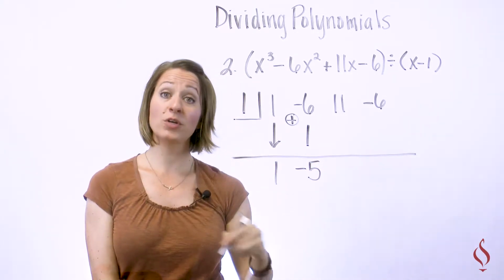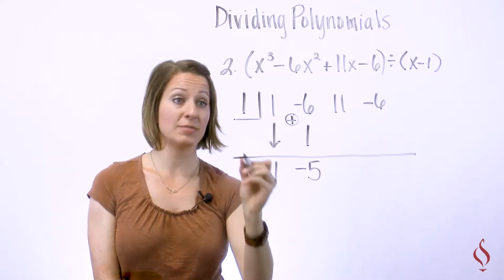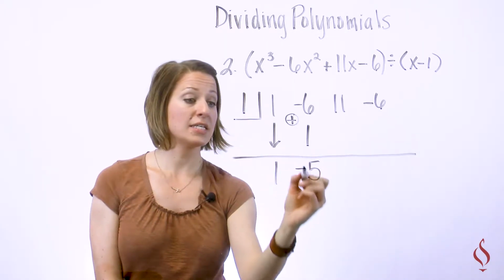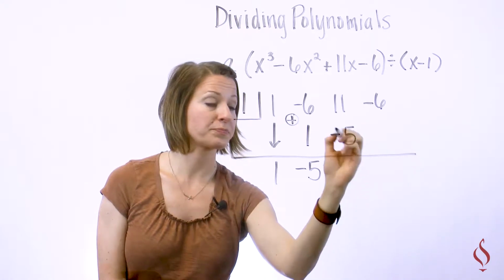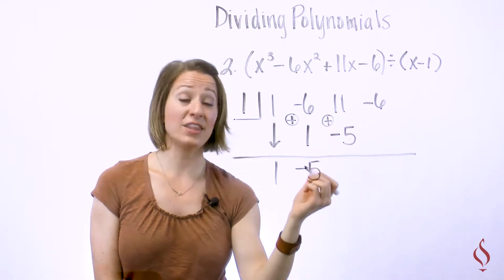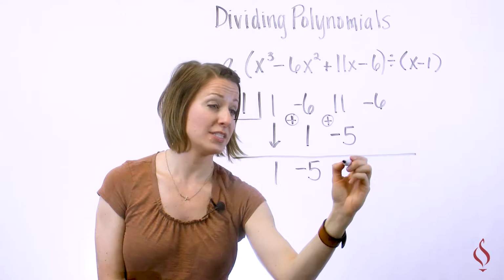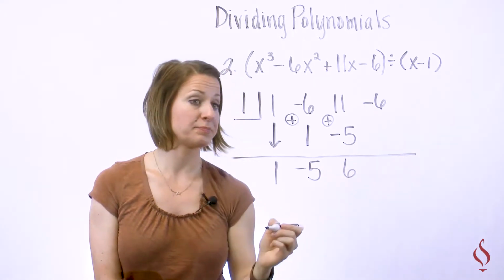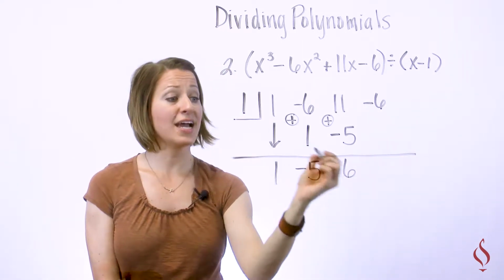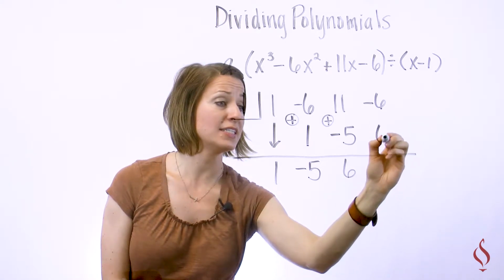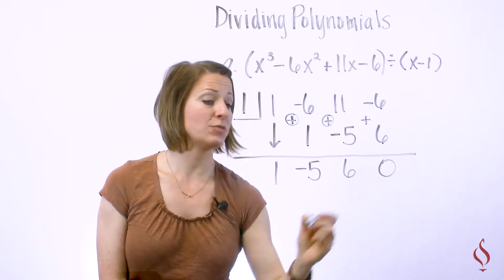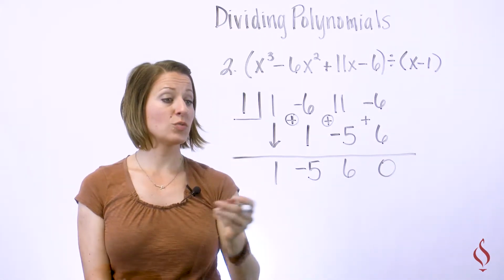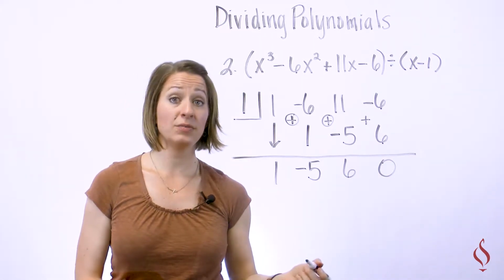And that's the pattern. We're going to repeat that pattern a few more times. Corner number 1 times -5 is -5. We will add those together, 11 plus -5 to get 6. 1 times 6 is positive 6. We'll add those together to get 0. So we have the numbers 1, -5, 6, and 0.